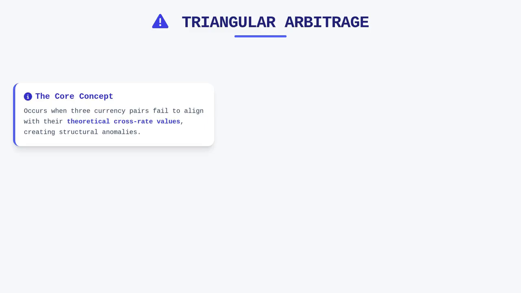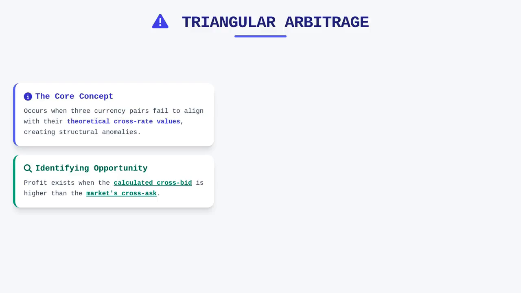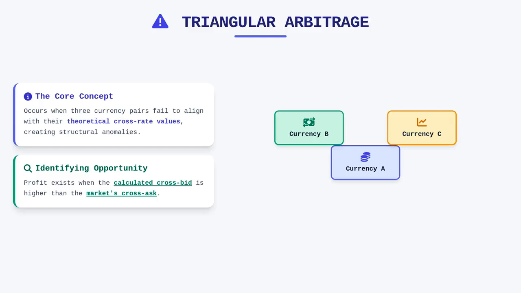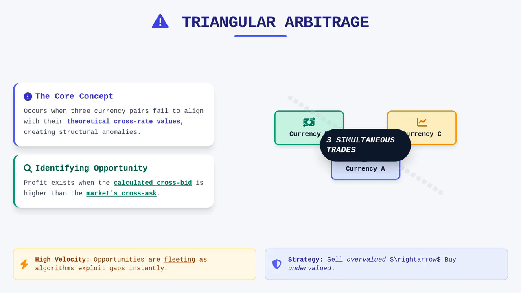Triangular arbitrage arises when the market prices of three currency pairs fail to perfectly align with their theoretical cross-rate values. By observing the quoted cross rate and comparing it to your calculated cross rate, you can identify structural anomalies. If your calculated cross bid is higher than the market's cross ask, you have an opportunity to execute risk-free trades. You would sell the currency that is overvalued and simultaneously buy the undervalued cross. This process involves executing three simultaneous transactions to lock in a profit before market participants adjust their quotes. These windows of opportunity are remarkably fleeting in modern electronic markets, as algorithms quickly identify and exploit such discrepancies.